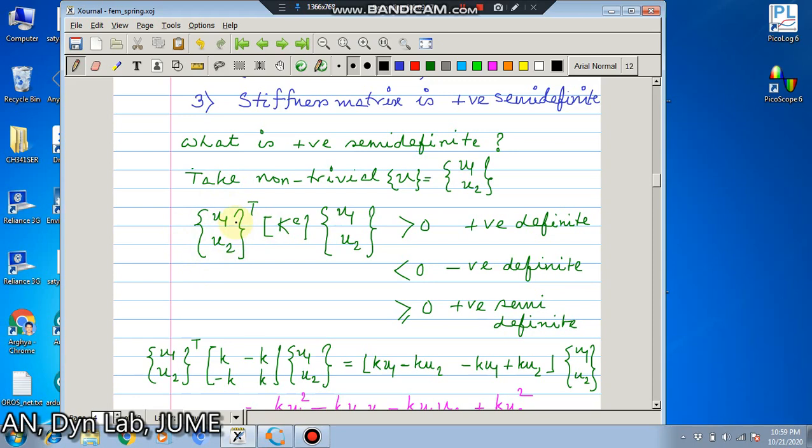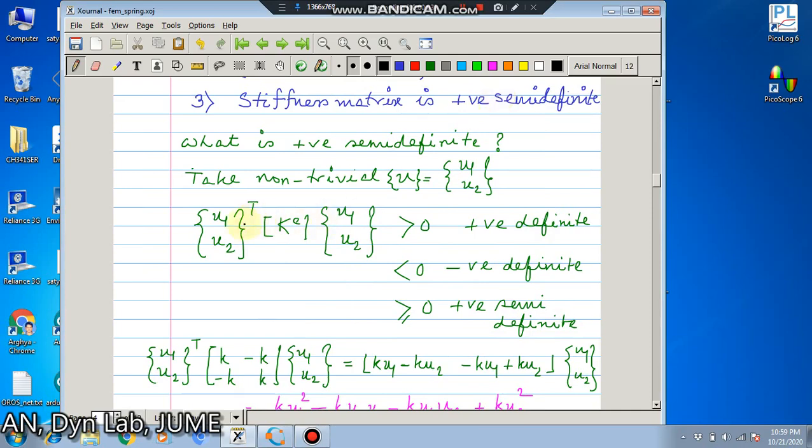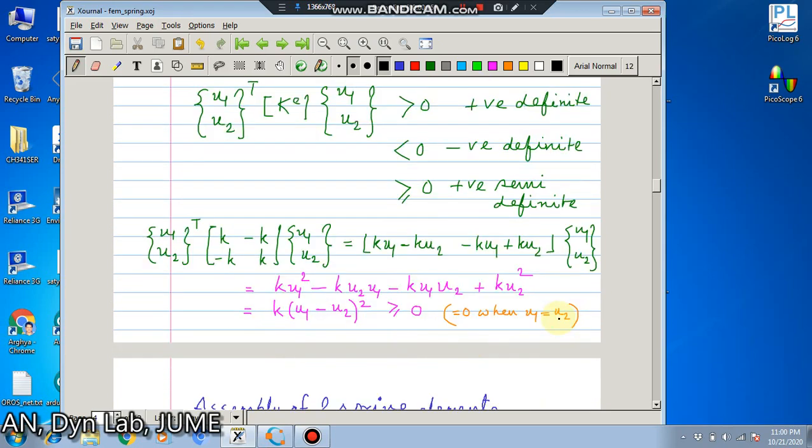You take any vector and perform this operation. So let U be U1, U2. That means U transpose KE U. If that is greater than 0, then we call it positive definite. If that is less than 0, we call it negative definite. And if it is greater than or equal to 0, then we call it positive semi-definite.